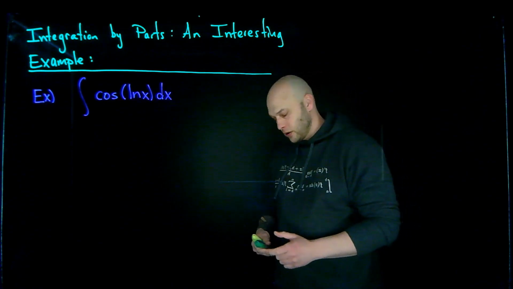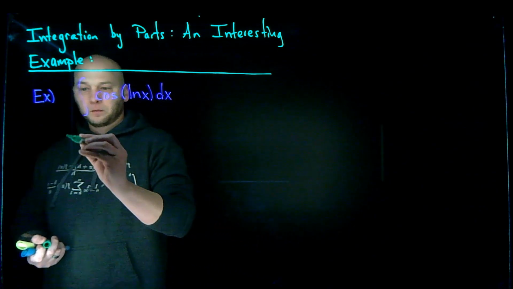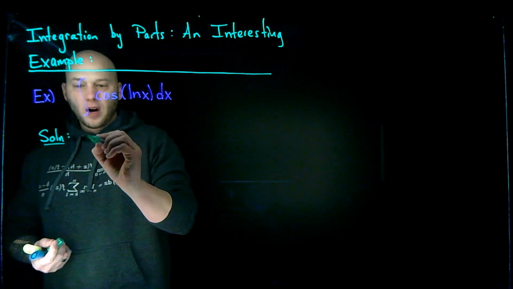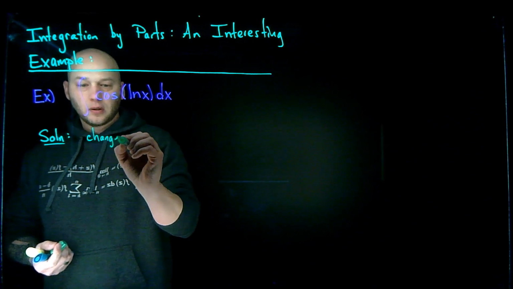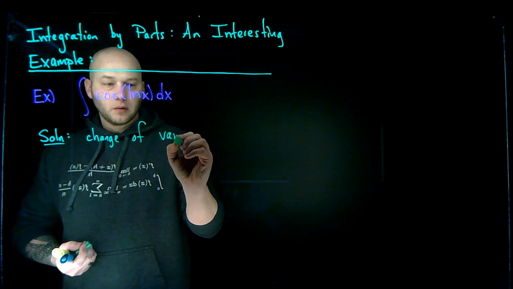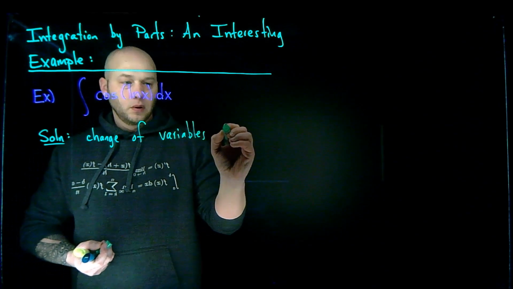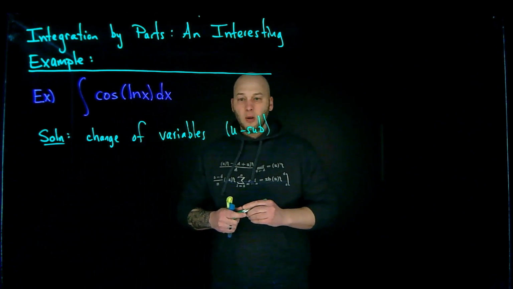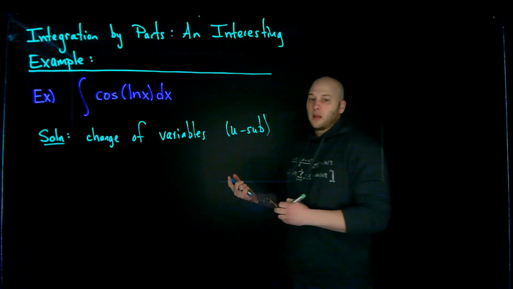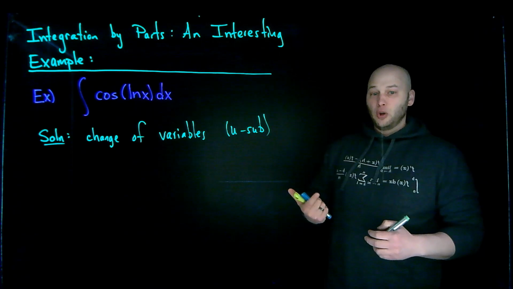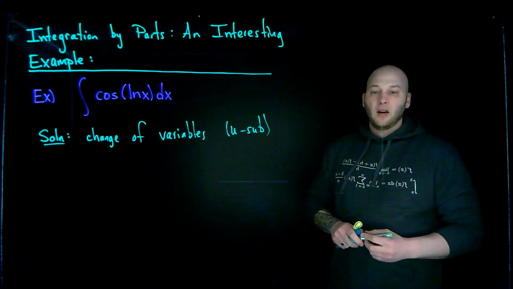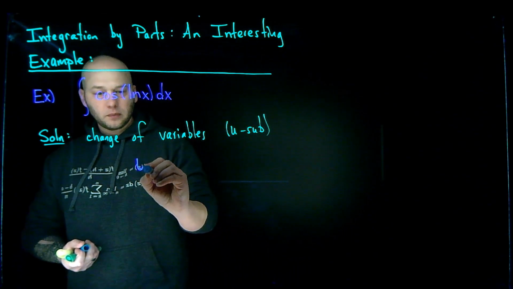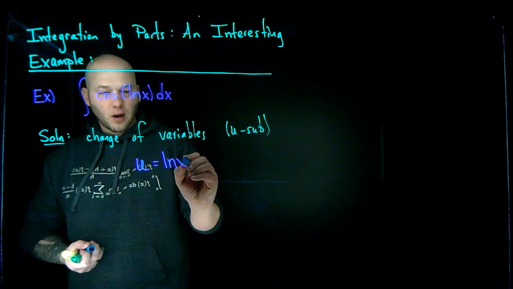So let me go ahead. First of all, I'm going to do a change of variables. So I'll say solution. We're going to start by doing a change of variables, in other words, a u sub. Remember when you do a u substitution, the choice for u is always going to be the inside of the composition. So therefore I'm going to say u is going to be the natural log of x.